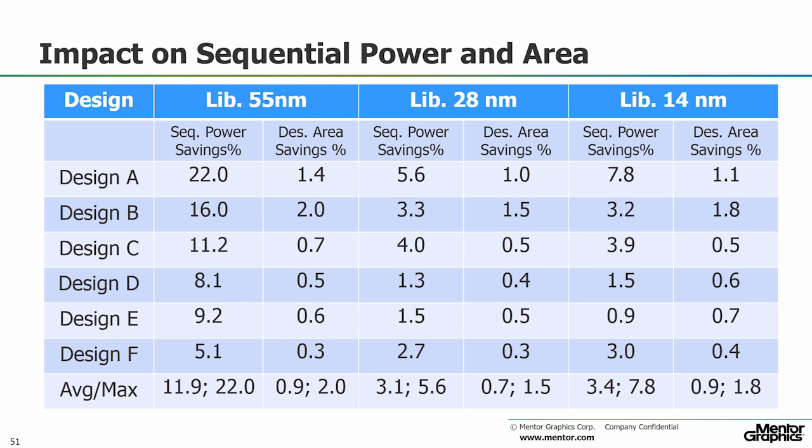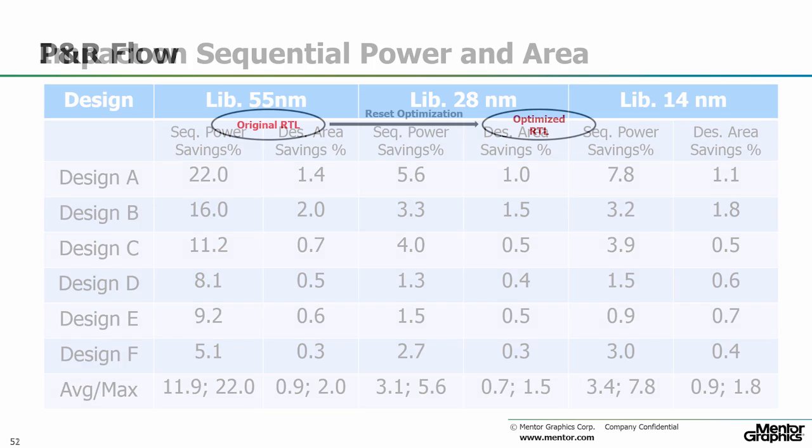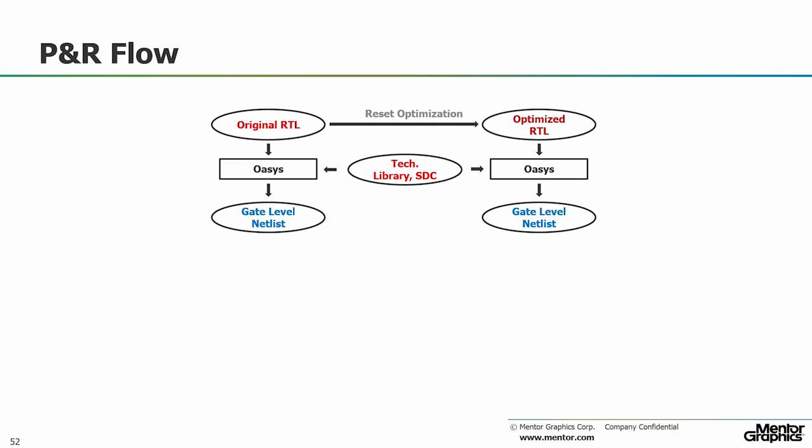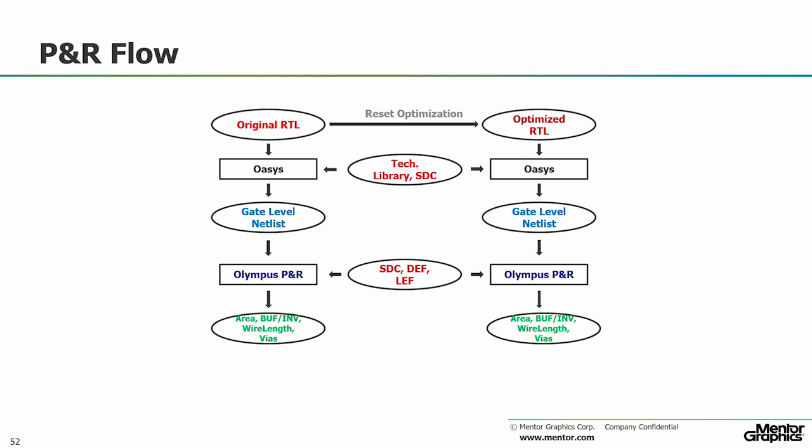So now moving on to the gains post place and route. To establish the speculated advantages of reset optimization post layout, this is the flow that was used. Both the original RTL as well as the reset optimized RTL were taken through OSS to generate the gate level netlist while providing the necessary tech libs and design constraints. Place and route was done using Olympus while providing the necessary SDC, LEF, and DEF. Metrics collected and compared post layout included total instance count, area, buffer inverter count, total wire length, and number of vias.